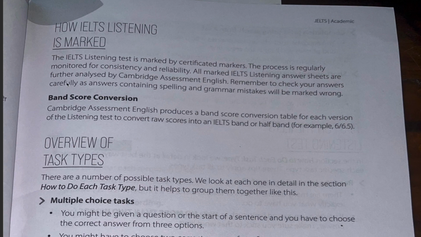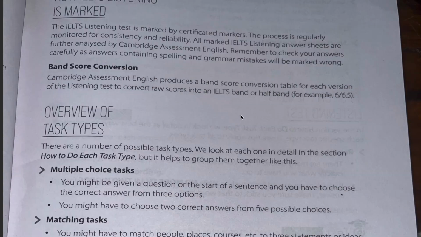Band score conversion. Cambridge Assessment English produces a band score. So band score is basically what we saw, 1 to 9, right? So it was 1 to 9.